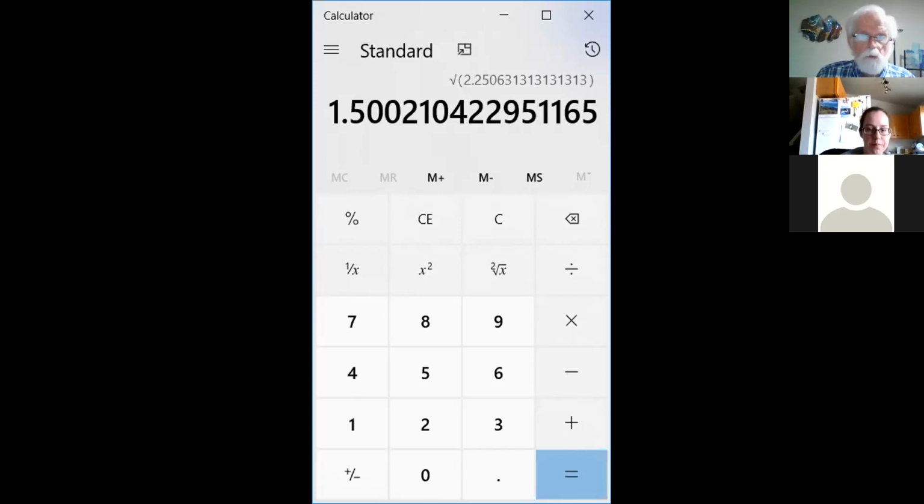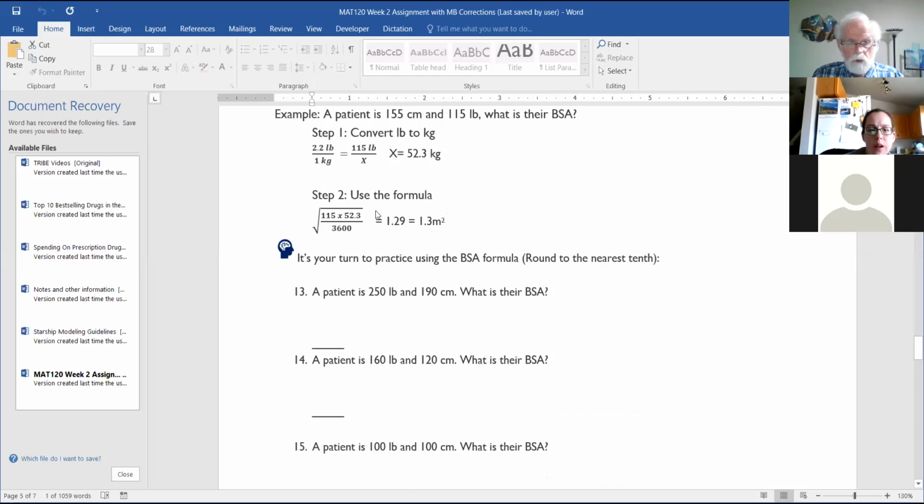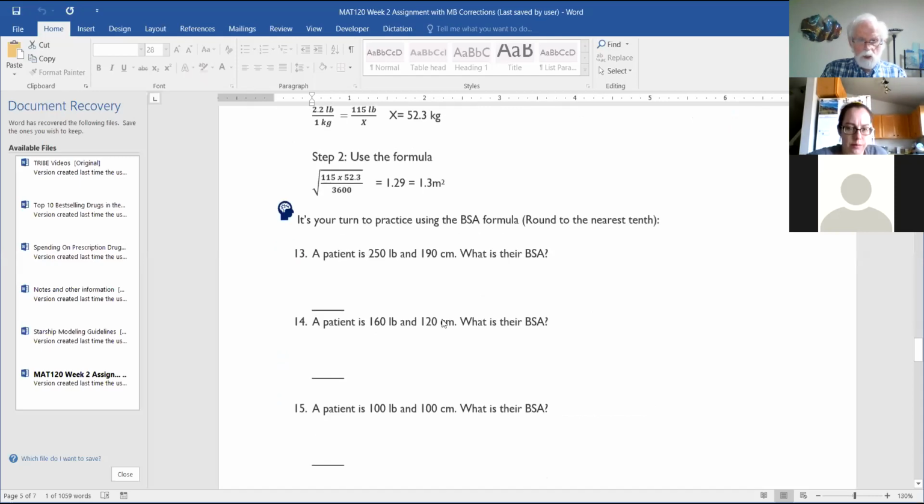So that method works, and you can always figure out these values. So let me go back to the assignment. As I said, this should be 155 and this should be 1.5. So all we do is plug this in, convert 250 pounds to kilograms, and we have 190 centimeters. So we can just plug that into the formula and calculate the BSA.